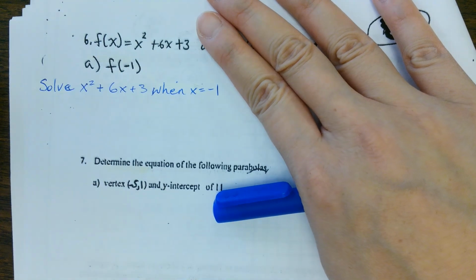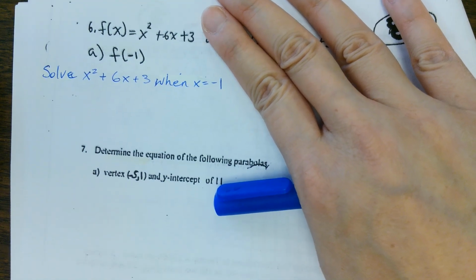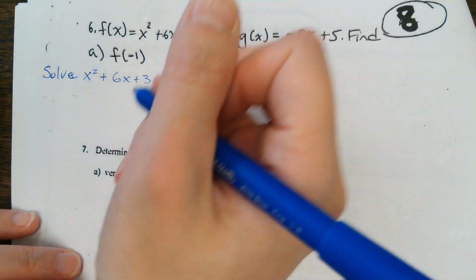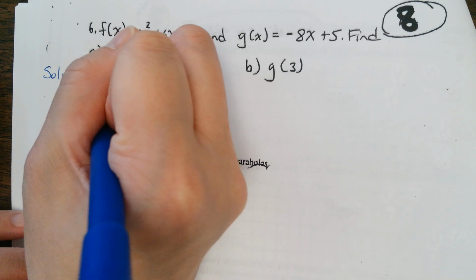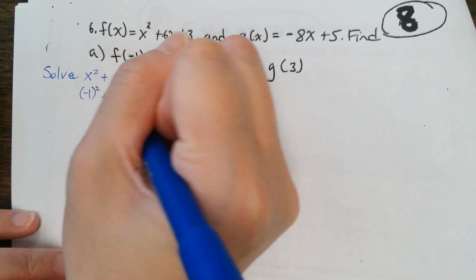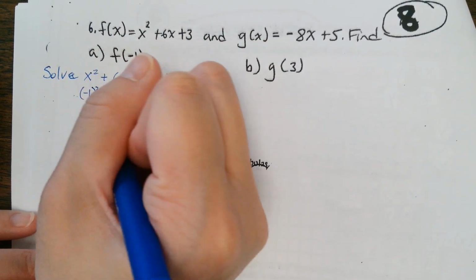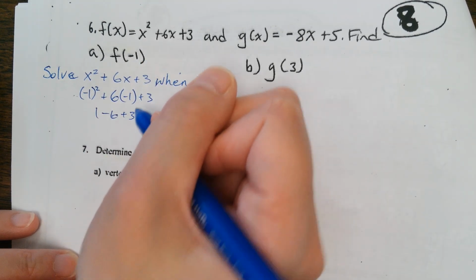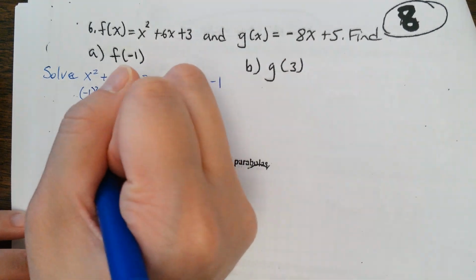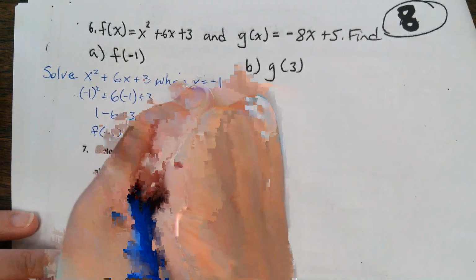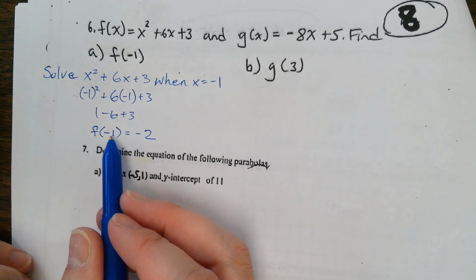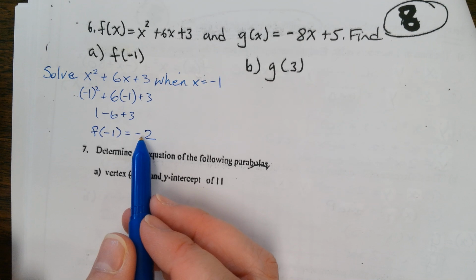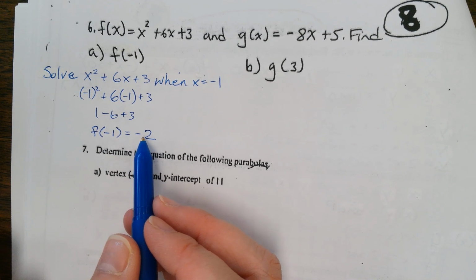F at x. So for your final solution, would you say f at x equals, or f at -1? So when you sub in the -1 in here, you get 1 minus 6 plus 3, so you get -2. So then your final answer, you would write like this. Given the function, when x is -1, you get a y value of -2.